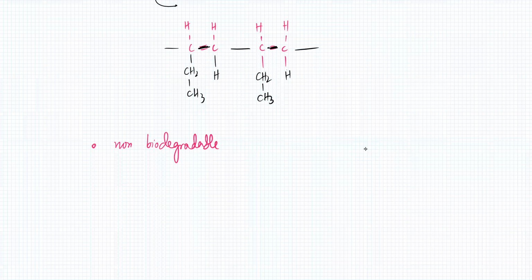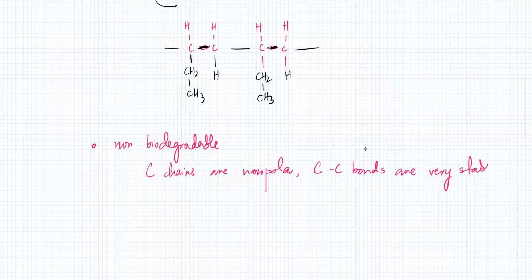The reason behind that is that a carbon chain is a non-polar chain. Carbon chains are non-polar, and usually what happens is carbon-carbon bonds are very stable. Because they are non-polar chains, they happen to have very stable bonds, which makes them very unreactive.